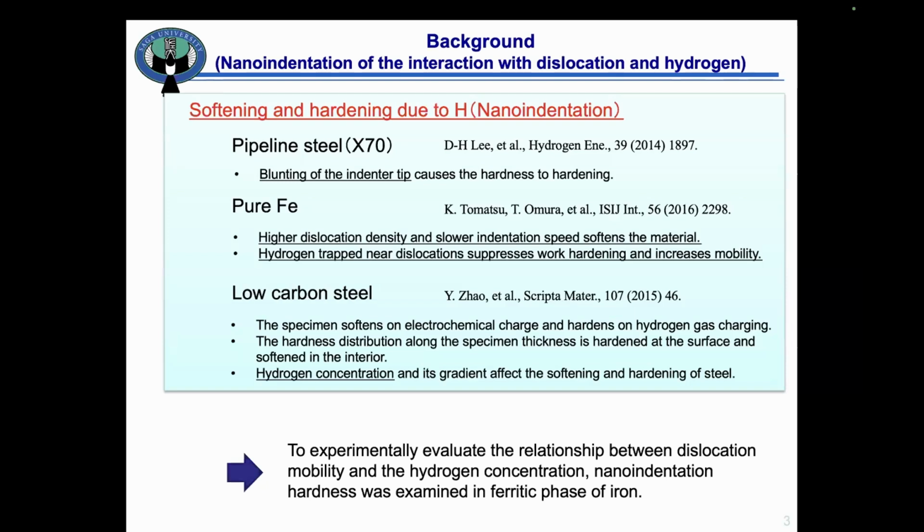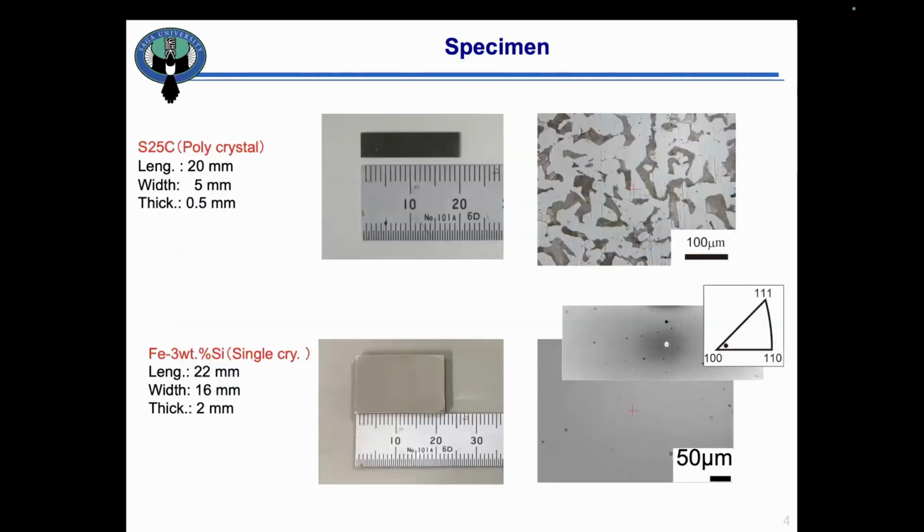And the third one is a very interesting report. Professor Zhao reported in 2015 that the hydrogen concentration and its gradients affect the softening and hardening of steel. So this is very interesting. So we tried to perform a similar nanoindentation test to experimentally evaluate the relationship between dislocation mobility and hydrogen concentration. Nanoindentation hardness was examined on the ferritic phase of iron.